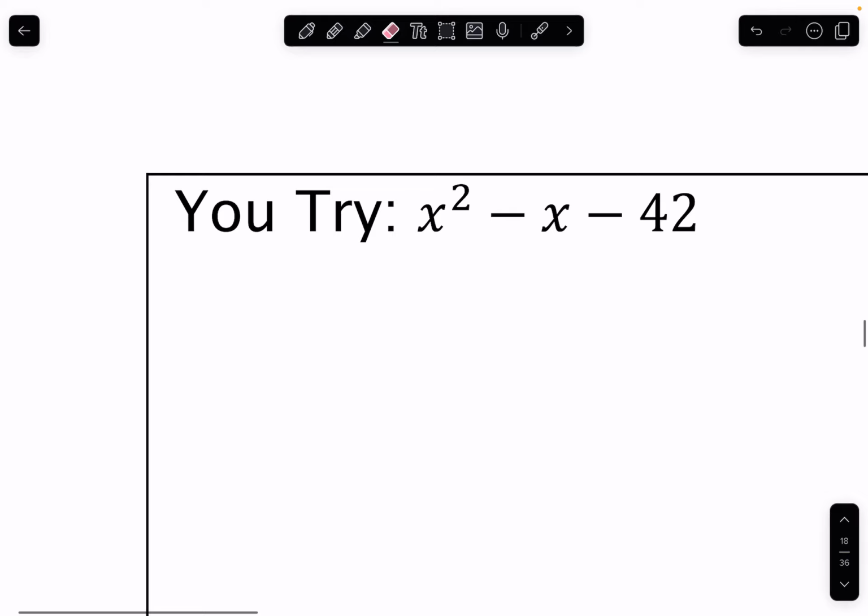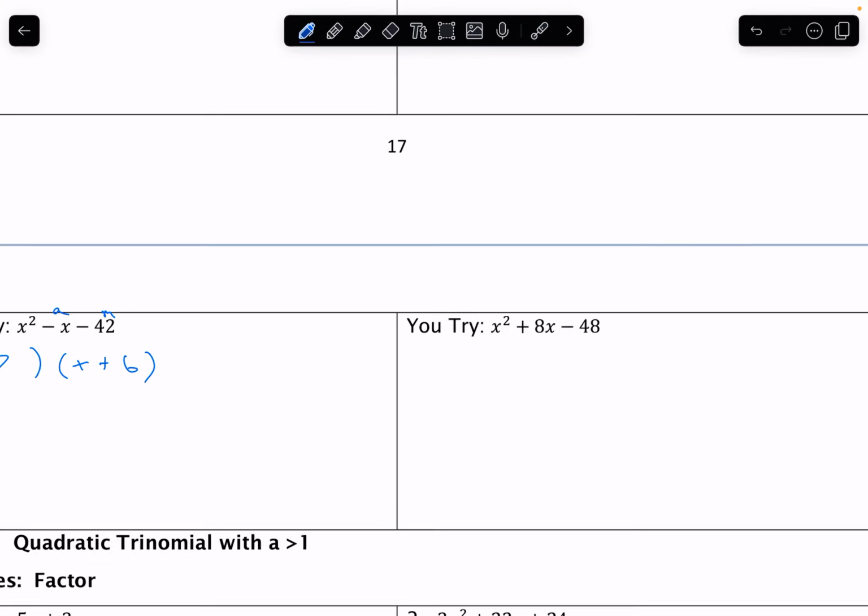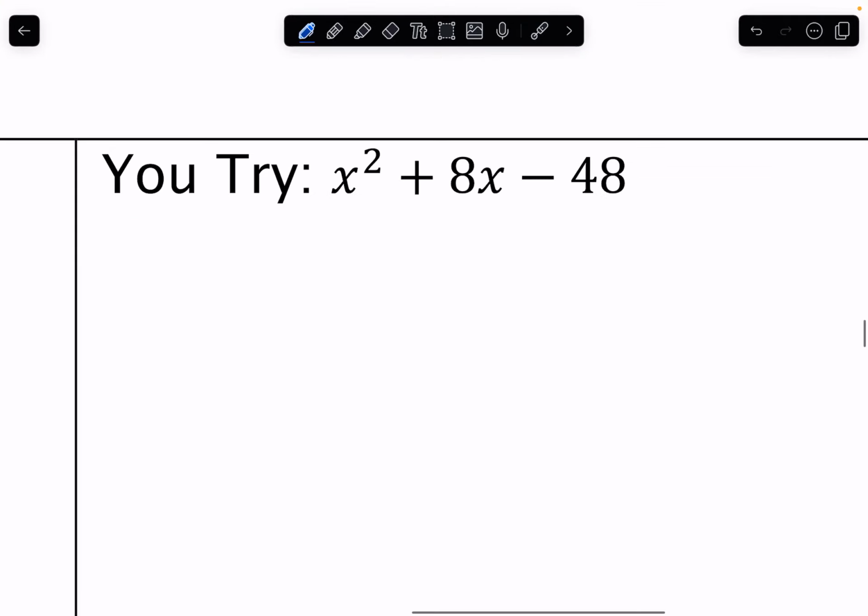All right, so for this one, oops, I was erasing. We got to find the two numbers that multiply to -42 and add to -1. So that is going to be a -7 and a +6. And then this last one here, we want to multiply to a -48 and add to 8.